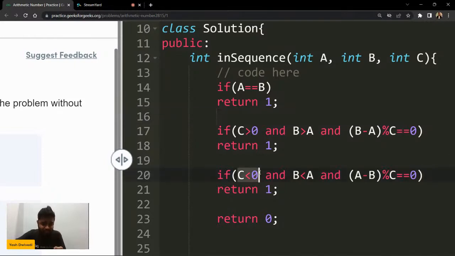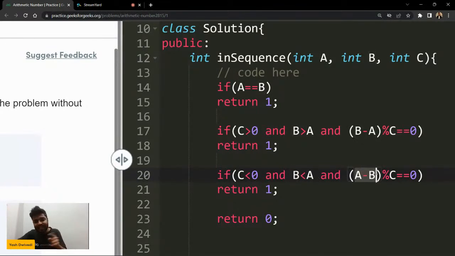And otherwise, if c is negative, this will be a decreasing series. If it is a decreasing series, in that case I will check that the number b will be lesser than the starting number a. The number b that I'll be looking for will be lesser than a.